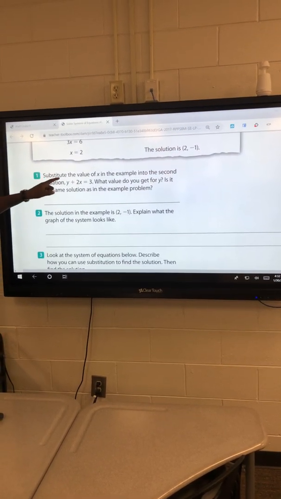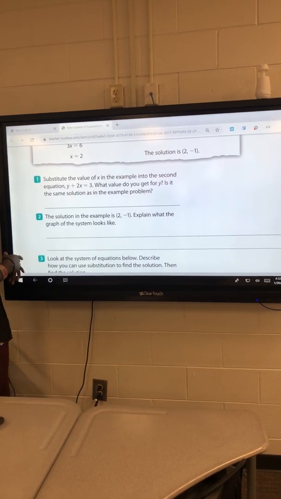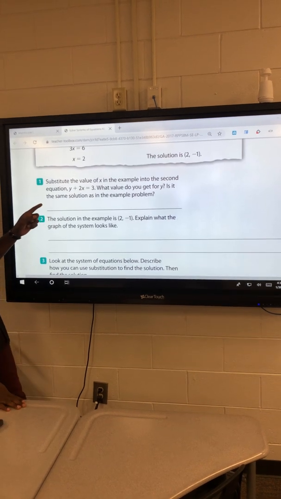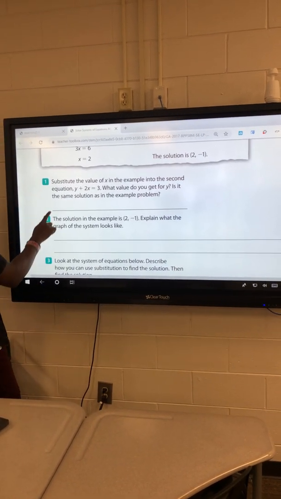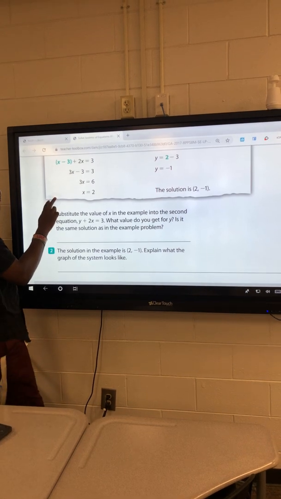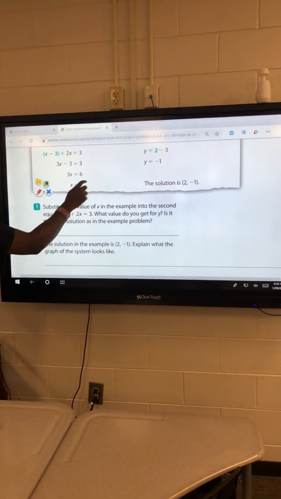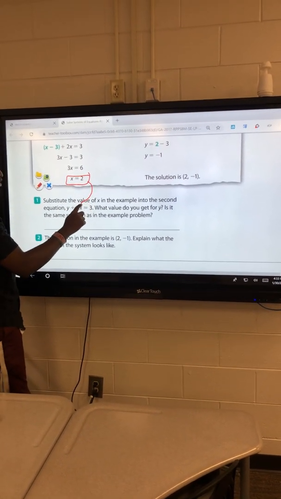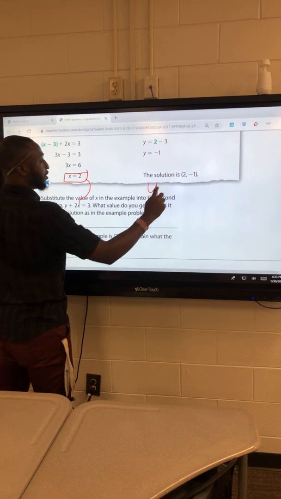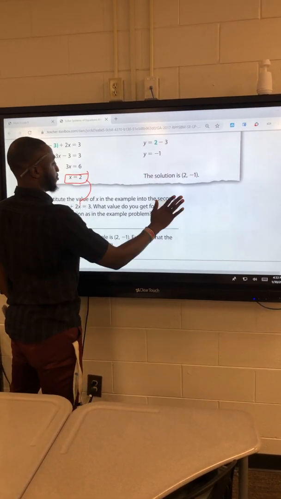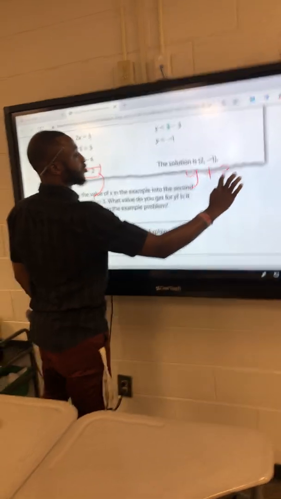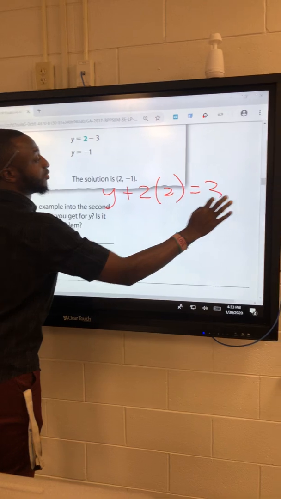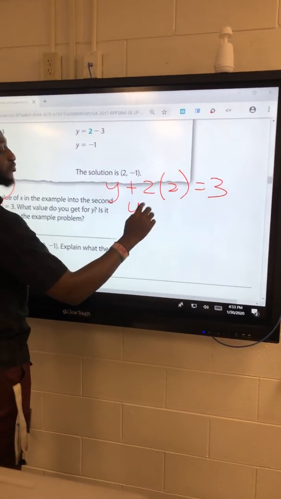Question number 1 says, substitute the value of x in the example into the second equation, y plus 2x equals 3. What value do you get for y? Is it the same solution as in the example problem? Okay, so the value for x here is 2. So I'm plugging the value for x into the equation. So I have y plus 2 times 2 equals 3. Parentheses first, 2 times 2 is 4.